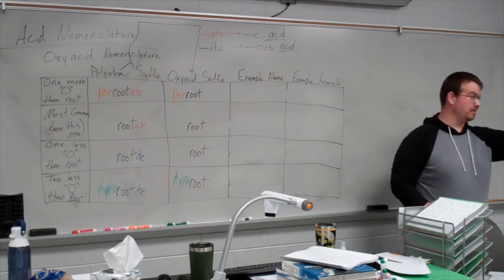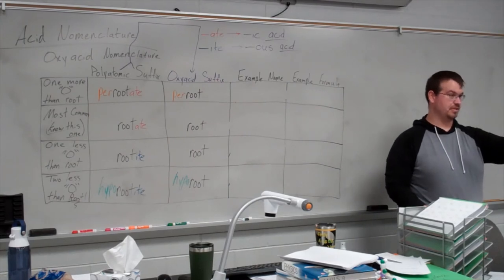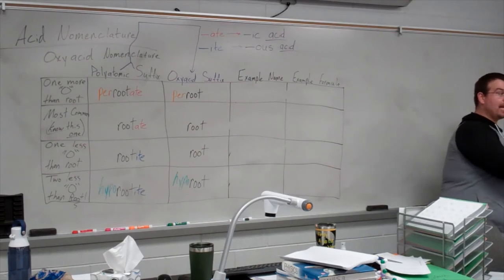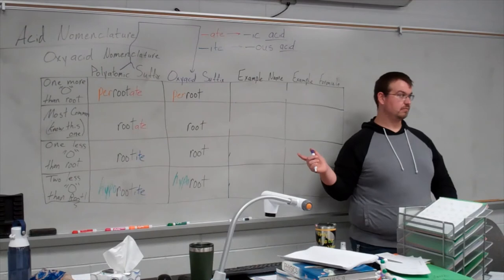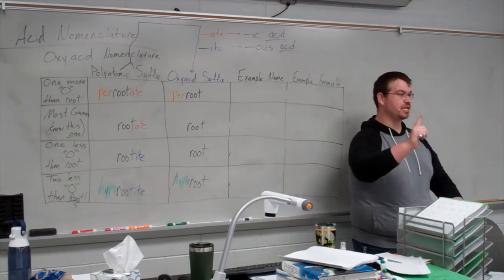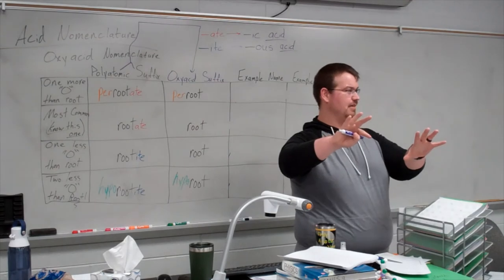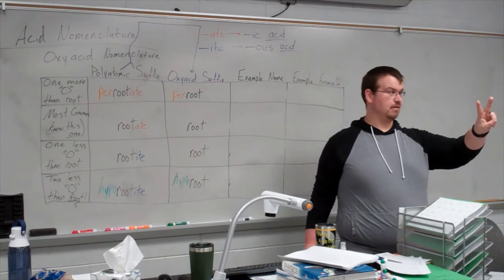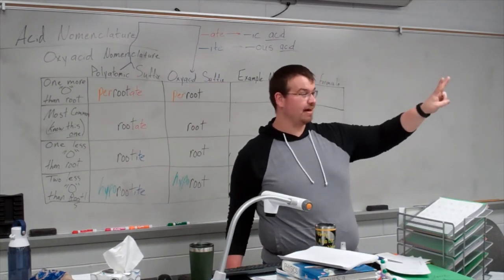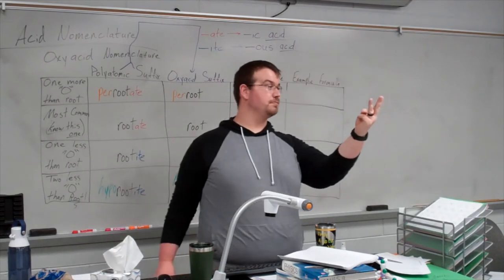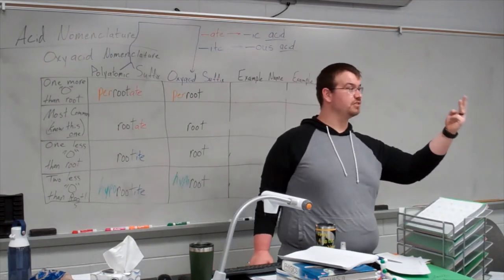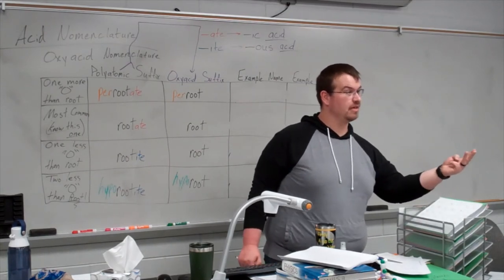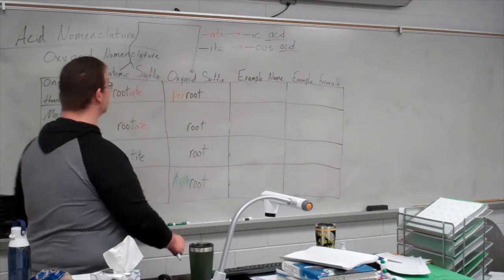The first element is hydrogen. Okay, so it's always hydrogen. That goes for binary and it goes for oxyacid. If the very first element is hydrogen, you automatically jump to it's an acid. Then you ask yourself, is there two elements present? If there's two elements present, then it's a binary acid. If there's three elements present, the rule you learned before still applies. If there's three or more elements, there's a polyatomic present. What acid deals with polyatomic? Oxyacid.